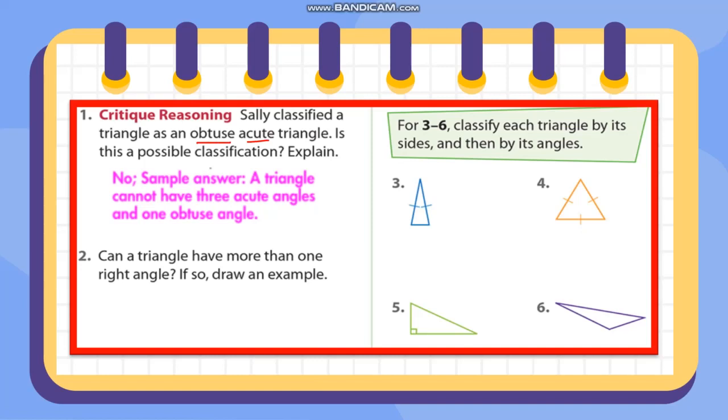Next, number 2. Can a triangle have more than one right angle? If so, draw an example. The answer is no. Why? Because a triangle can have at most only one right angle. A right angle measures 90 degrees and there are three angles, so if there is more than one right angle, the sum is more than 180 degrees when you add them all.